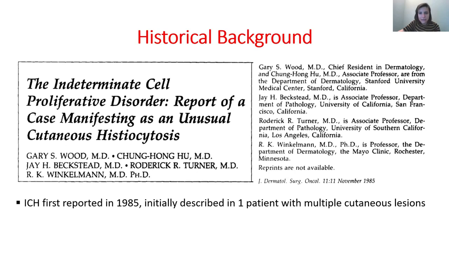Indeterminate dendritic cell histiocytosis was first reported in 1985. Initially described in one patient with multiple cutaneous lesions, it was histologically described as a histiocytic lesion. Cytologically it looks like LCH, but doesn't contain Birbeck granules by electron microscopy. That's why it was called indeterminate dendritic cell histiocytosis.